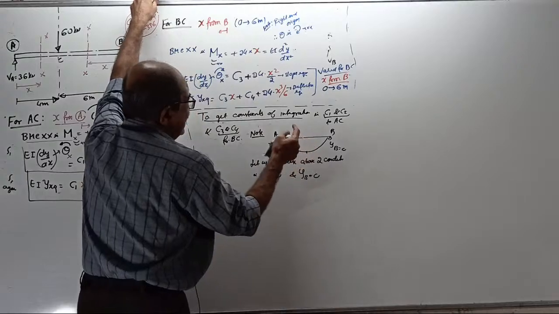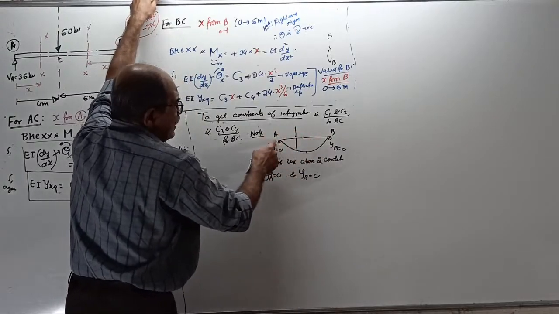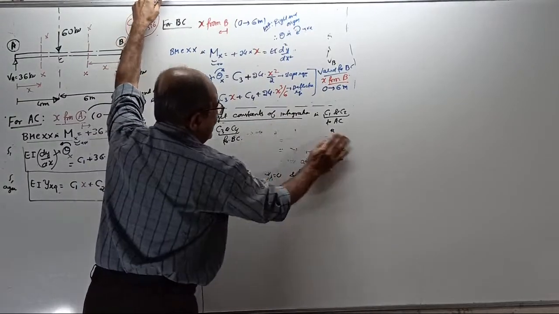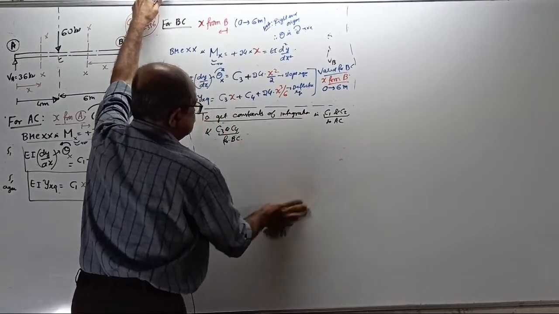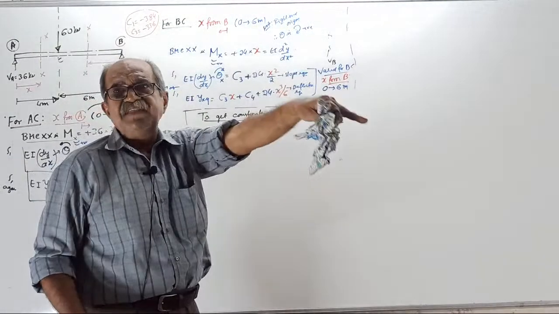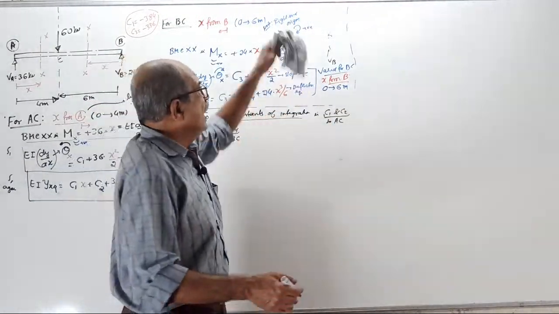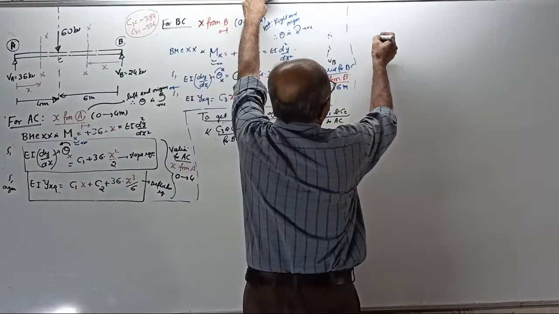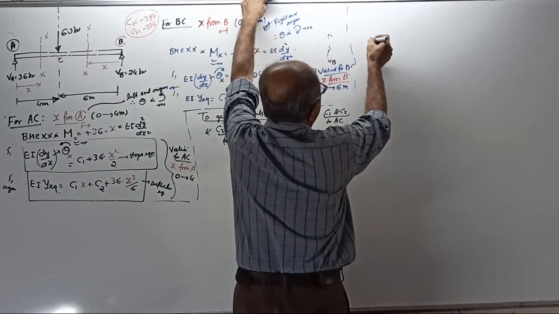First I will consider Y at A equals 0 and Y at B equals 0. Start with the first condition, the sketch. I already put the sketch there. Write the sketch, or I will write one more sketch for you. See, the elastic curve for the beam will be like this.